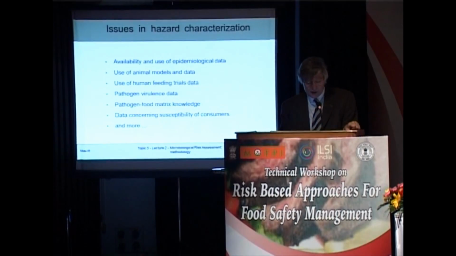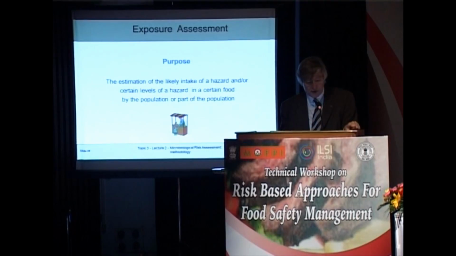The pathogens may vary a lot. As I said, the matrix could have an impact as well. So there is a lot of uncertainty often in this kind of step in hazard characterization. The next step, exposure assessment, goes to investigate at a specific point or throughout the value chain how the level of the organism changes, ultimately up to the point of consumption.